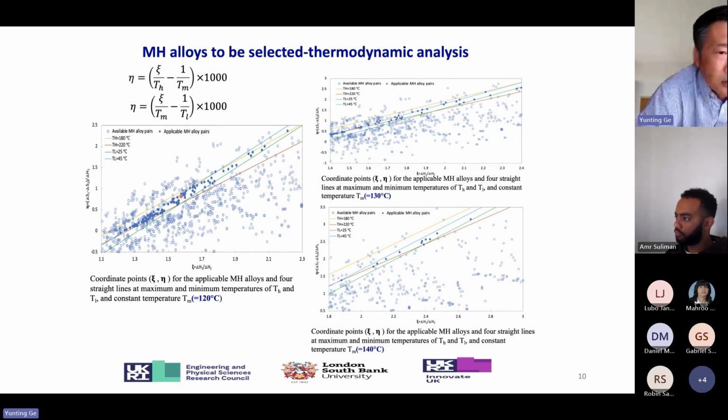system. If we do similar things and increase the heat output temperature to 130, you can see fewer metal hydride alloy pairs can be selected, shown as solid circles. If you further increase the heat output temperature to 140, you can see very few applicable metal hydride pairs can be selected. So this is the method.